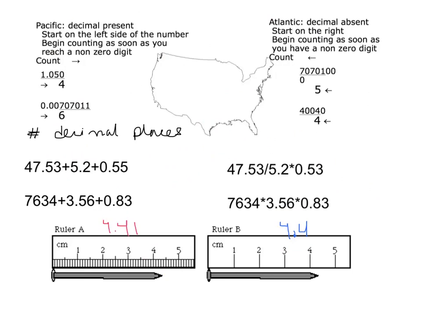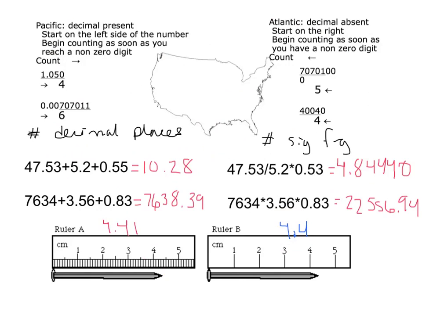But for multiplication and division, the rule is that the answer can have no more significant digits than the number with the least number of significant digits. So multiplication and division, we're actually looking at the number of significant figures. Let's take a look at a few of these math problems. Now I've listed the calculated result from my calculator for all of the math problem examples. But let's look at the first addition problem.